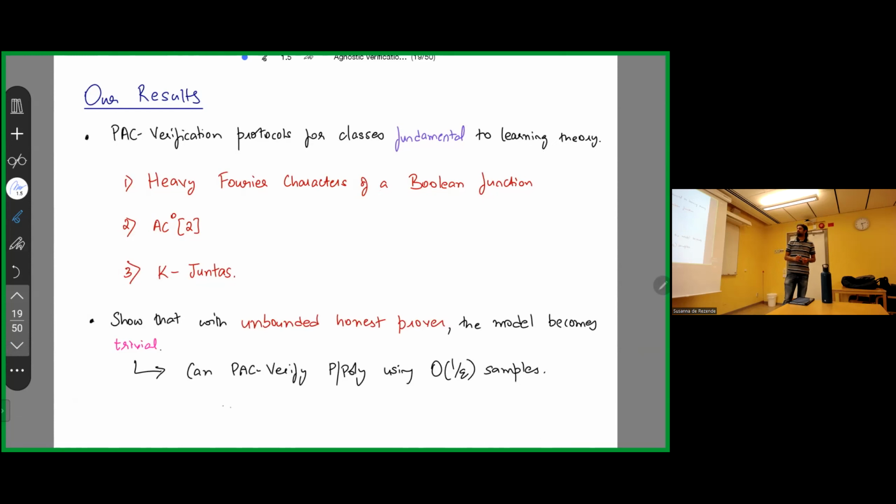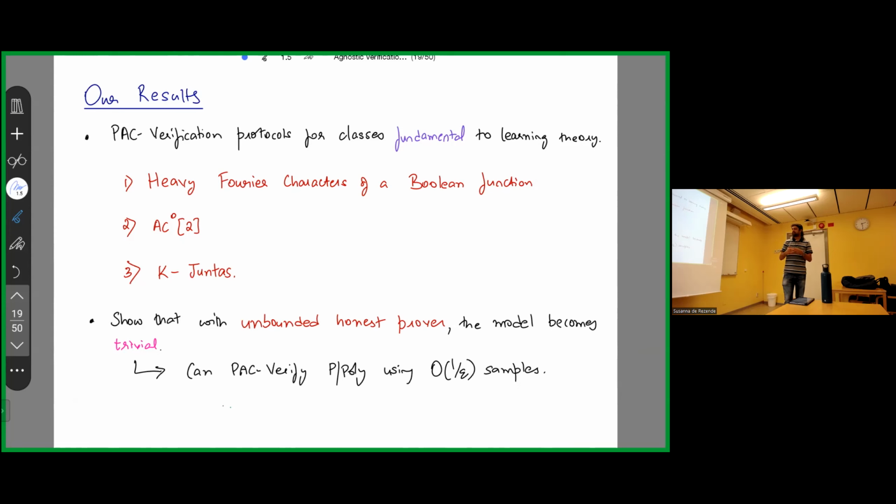And then we also show that, in some sense, double efficiency is required for this model. If you give an unbounded honest prover instead of an efficient one, the model again becomes trivial. You can even verify learners for P/poly using like 1/epsilon many samples.